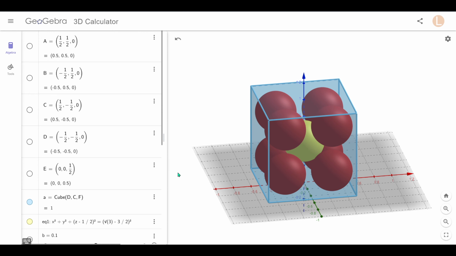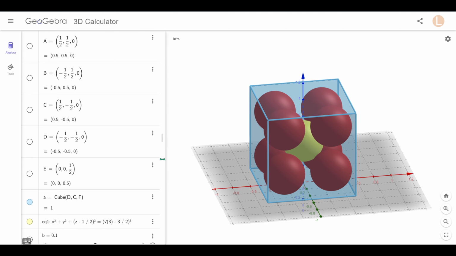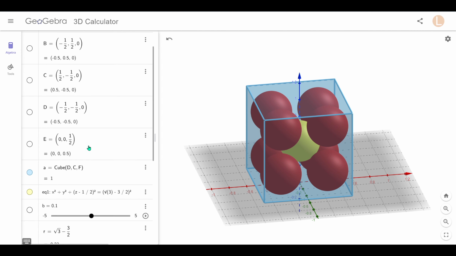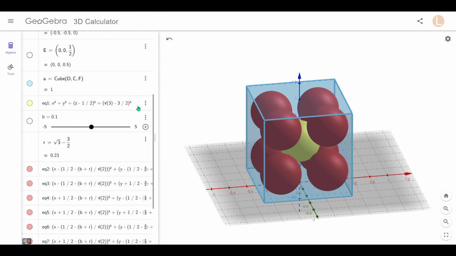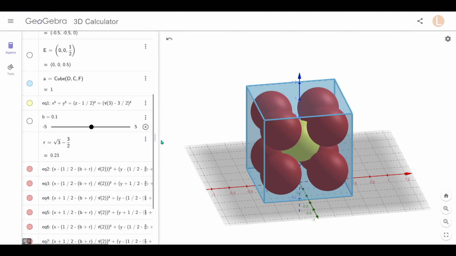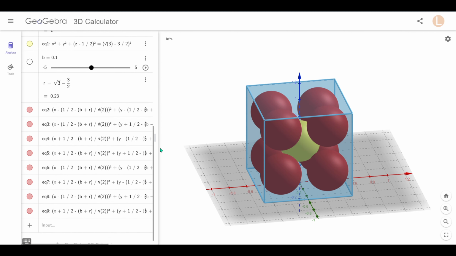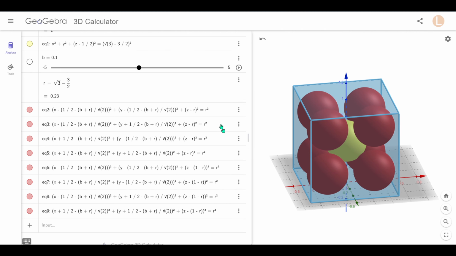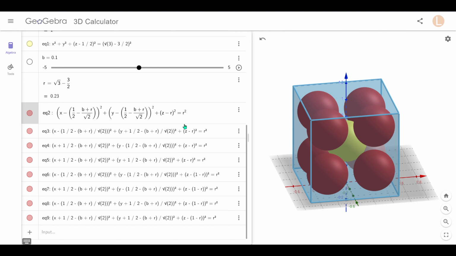All right, so let me let you guys look at the full line of code here. These are just the points for the cube that I made. Okay, and then here is the equation of the yellow sphere. And these equations here are the equations of the spheres for each of the red spheres.